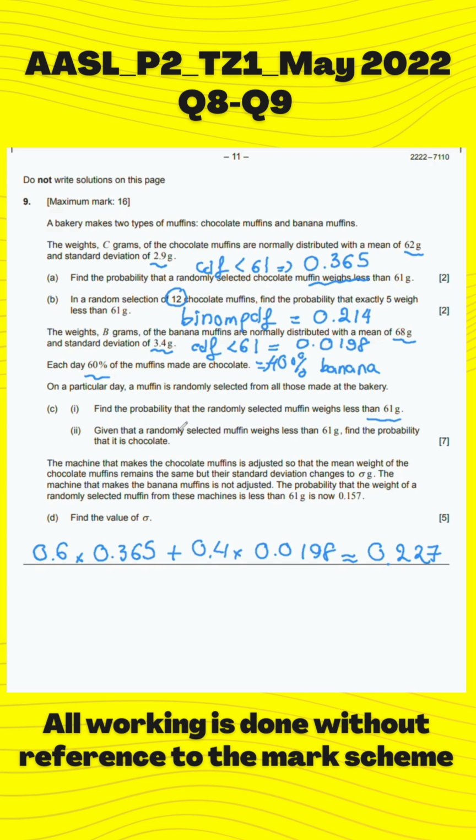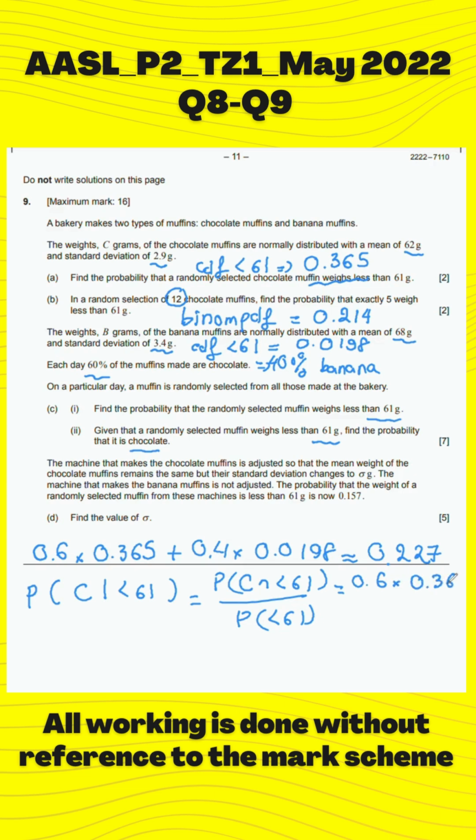Next one. Given that it is less than 61, find the probability that it will be chocolate. So it will be A given B. So it will be the probability of chocolate given smaller than 61. So it will be the probability of chocolate and smaller than 61 divided by the probability of smaller than 61. So chocolate and 61 will be 0.6 multiplied by 0.365. And then the probability of smaller than 61 will be 0.227. Our answer will be 0.965.